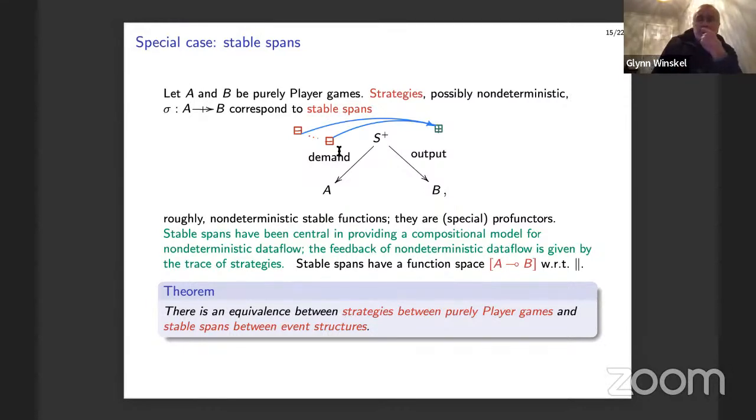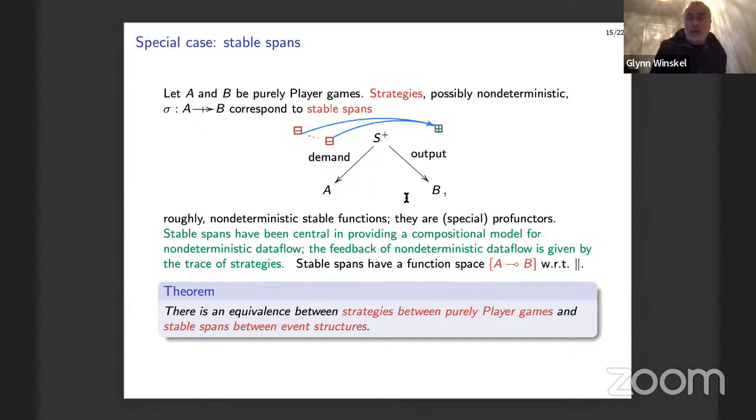If we look at such a strategy, the purely player moves, then we see, just as before, that a purely player move will give rise to an output in B and be associated with making a certain demand on input in A. So we've got something that in the literature is called a stable span, but you can think of them intuitively as a kind of non-deterministic stable function. And they can be regarded as special profunctors as well. They form a monoidal closed category.